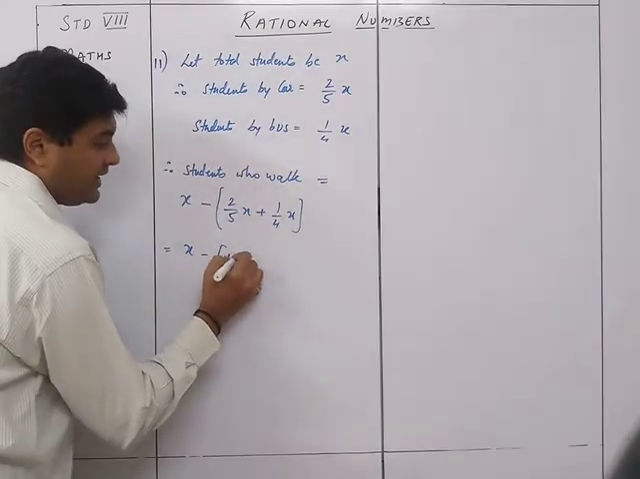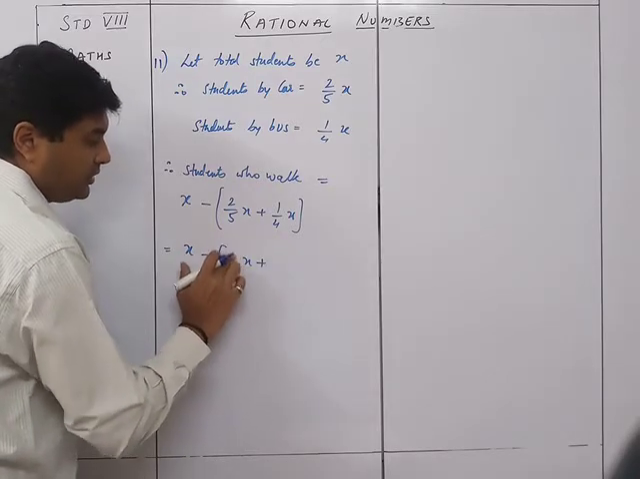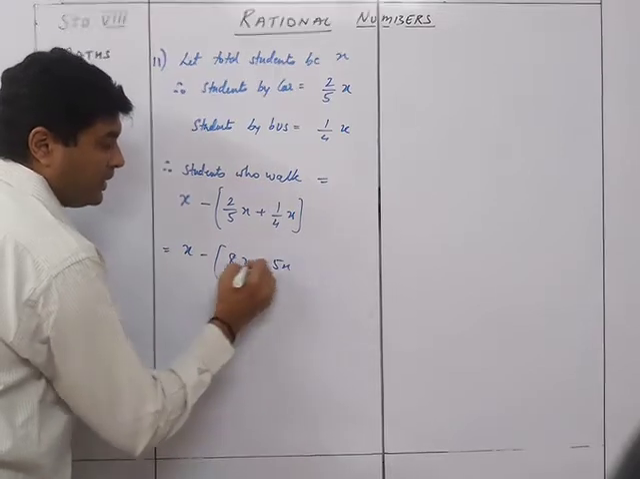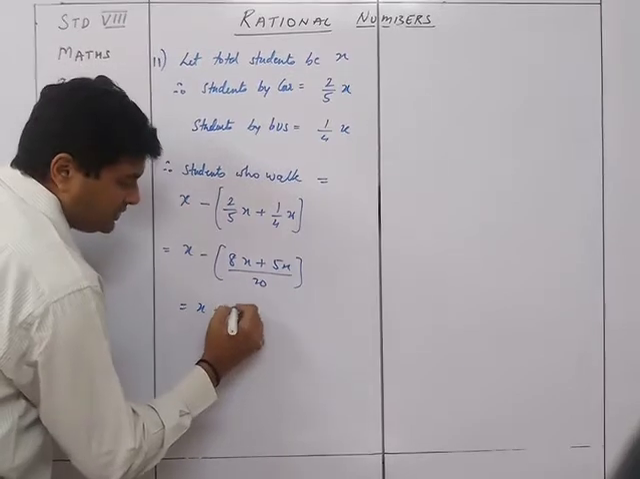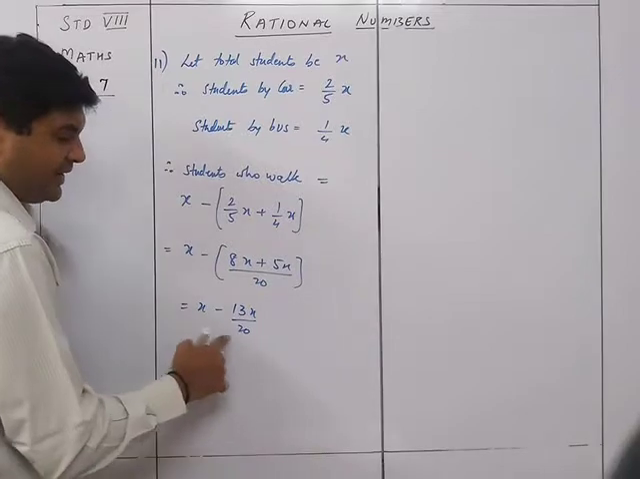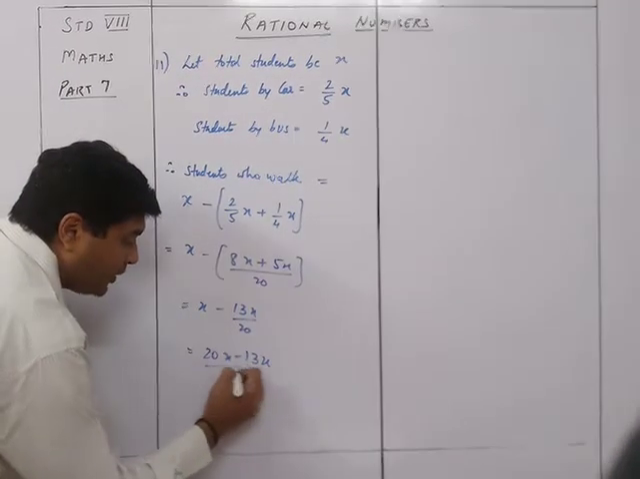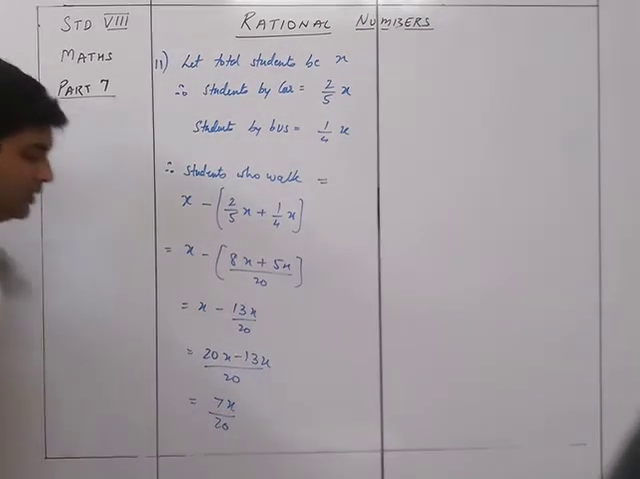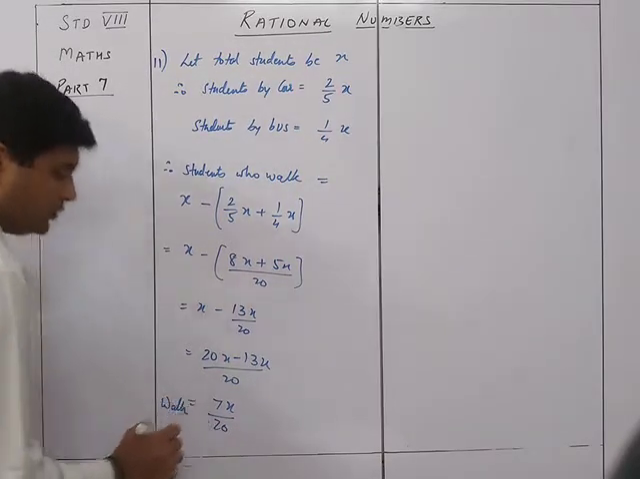So it is 10x plus, so sorry, not 10x. We are multiplying by 4, so it will be 8x plus 5x upon 20. So that is x minus 13x upon 20. LCM now is 20, so it will be 20x minus 13x upon 20 is equal to 7x upon 20. So these are the students who are walking to school.